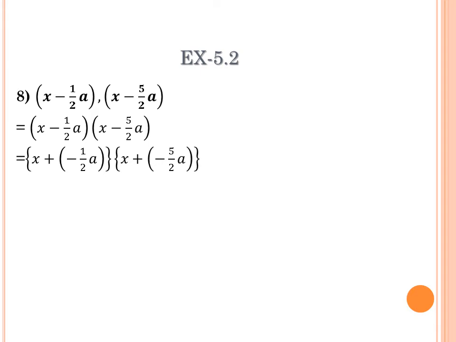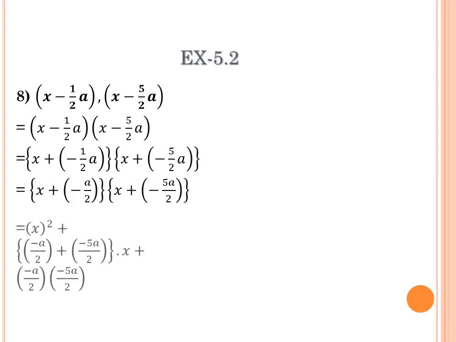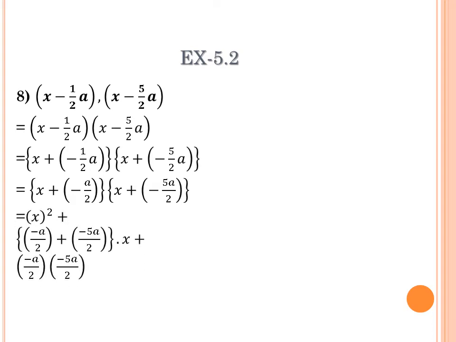So now we find (x + a)(x + b). In here a will be minus half a, b will be minus 5 by 2a. So the formula is something like that: (x + a)(x + b). If we multiply 1 into a, that is a by 2, 5 into a, that is 5a by 2, because numerators we can multiply. So the formula will be x square plus (a + b) into x plus ab.